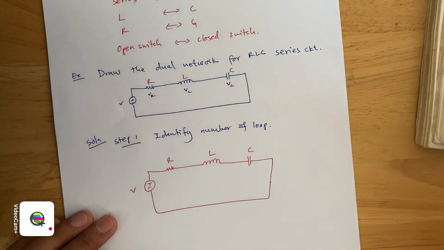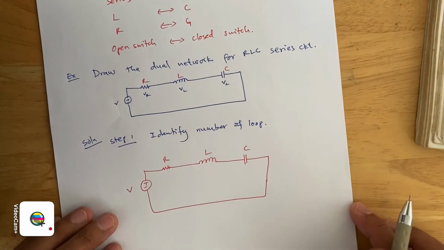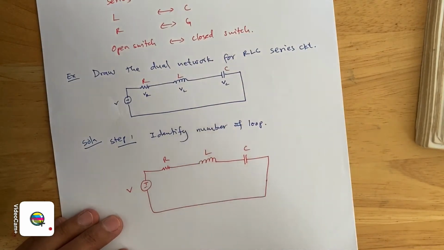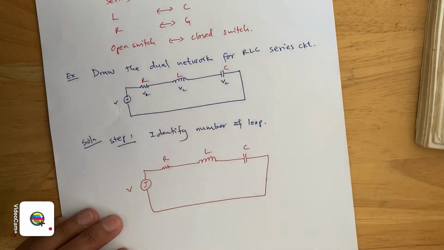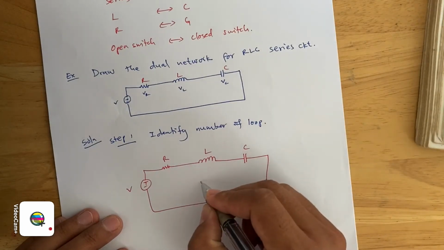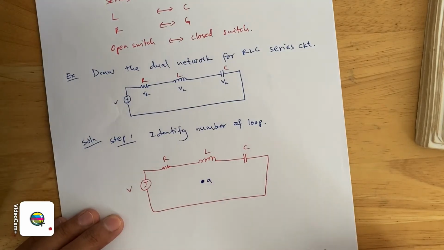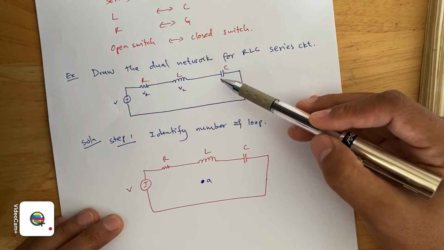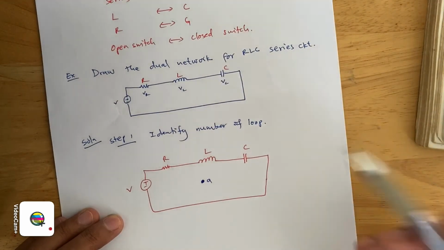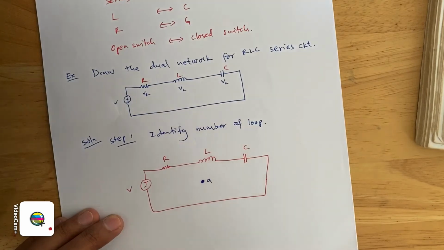Now the first step is we have to identify the number of loops. In this case, we have only one loop. In each loop, one dot is placed. So in this loop, there's only one loop here, so we can place one dot inside the loop. Let's call this dot A, and then each dot inside each loop represents a node. When you are changing this to the parallel network, this dot will represent the node.